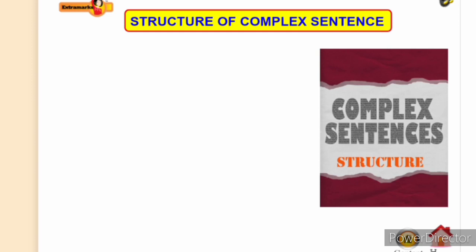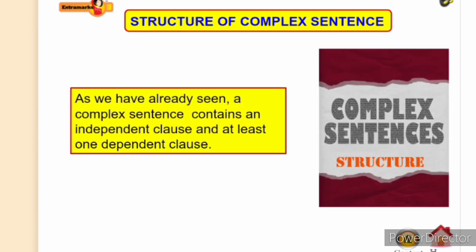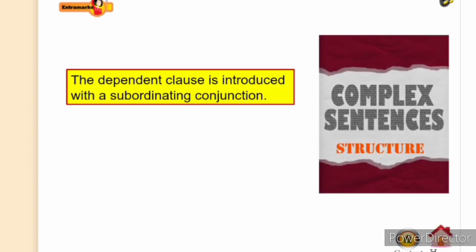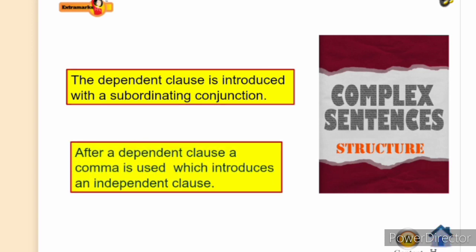Let us now look at the structure of a complex sentence. As we have already seen, a complex sentence contains an independent clause and at least one dependent clause. The dependent clause is introduced with a subordinating conjunction. After a dependent clause, a comma is used, which introduces an independent clause.